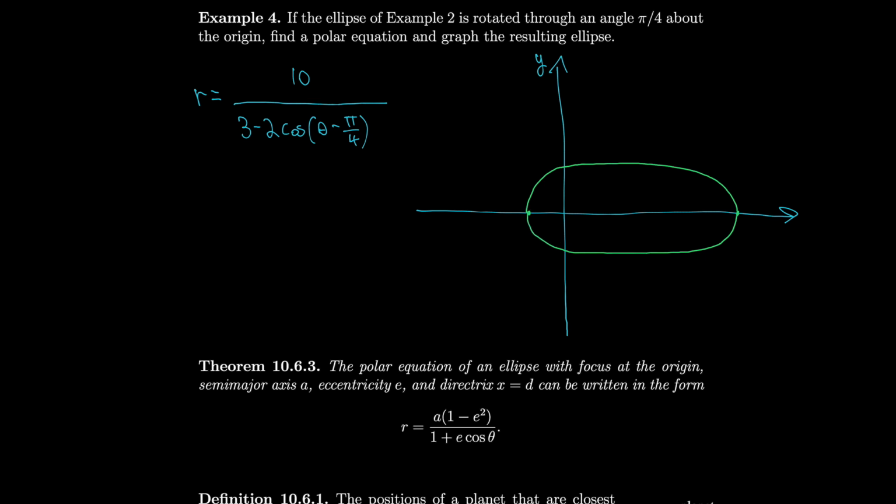So then we're gonna rotate this. So this was the equation r equals 10 over 3 minus 2 cosine theta. So now we'll rotate that and get our ellipse, r equals 10 over 3 minus 2 cosine of theta minus pi over 4. So our focus should stay the same because we're rotating about the focus. So it should look something roughly like this.